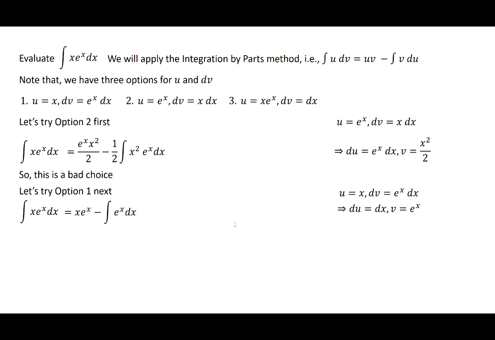As promised, did we end up with a much easier integral now? Yep, integral e to the x dx is something that we know, right? So, x, and what is integral e to the x dx? e to the x. So we have xe to the x minus e to the x. And now at this stage, go ahead and add the integration constant plus c.